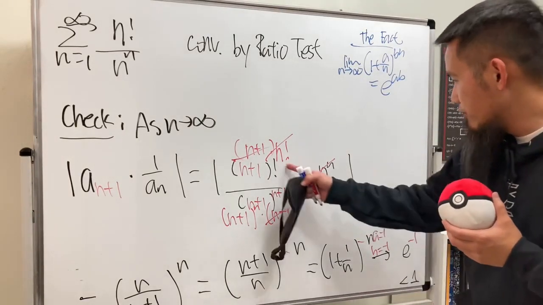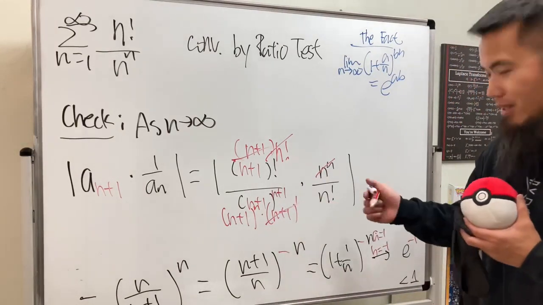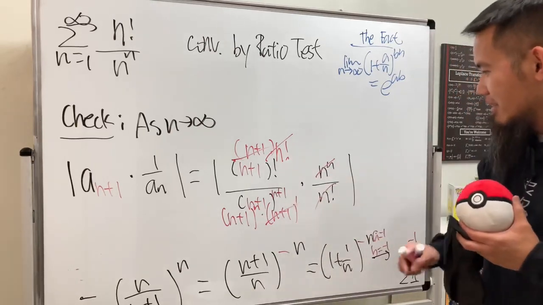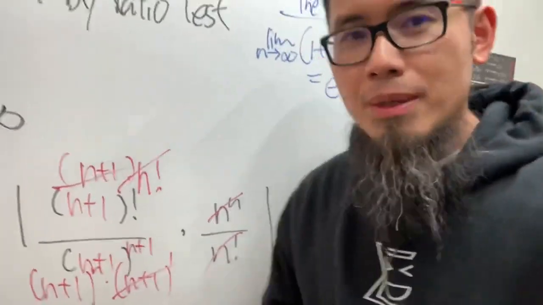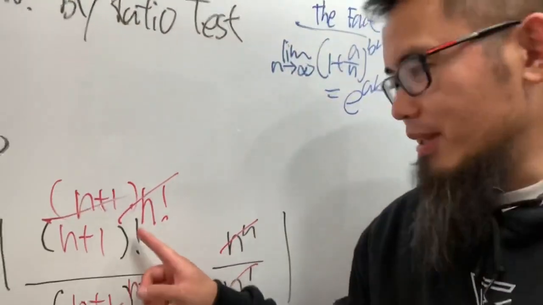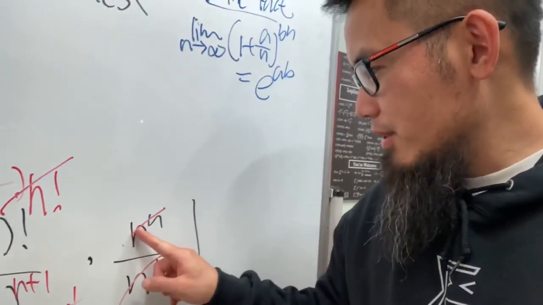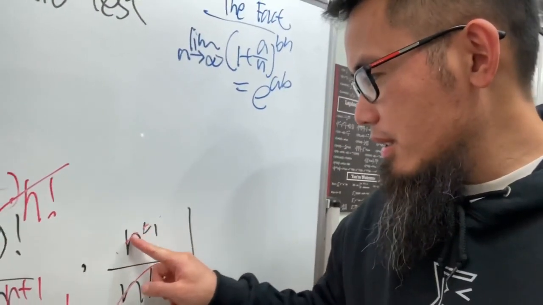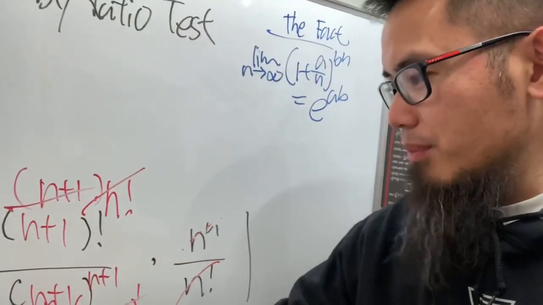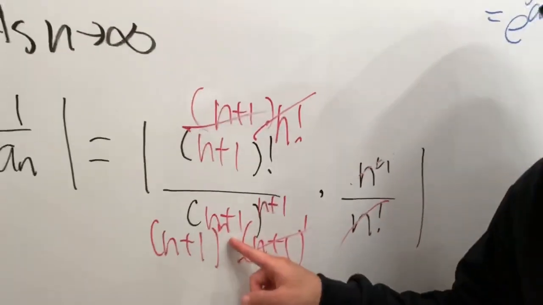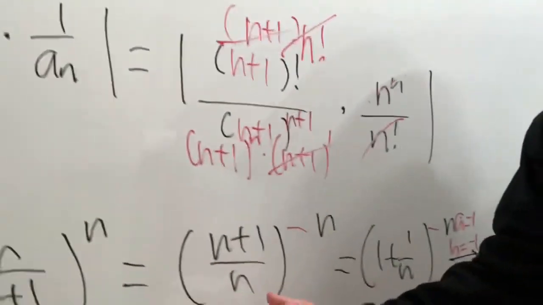Hey, what happened to my n factorial? Oh, I forgot to cancel this also. Maybe let me do that right here. This and that. Hey people, I'm sorry. I'm supposed to cancel this with that, right? So this right here stays, okay? So that's why you have the n to the n over n plus 1 to the nth power right here, okay? And then that's how we get this guy right here, and so on, so on.